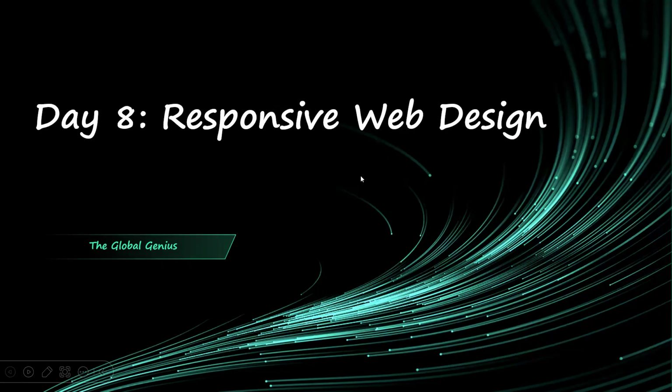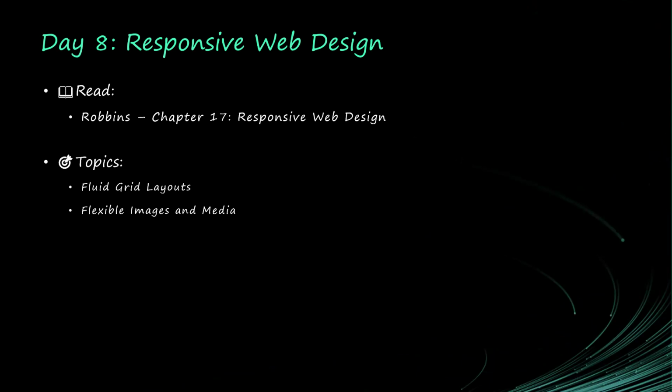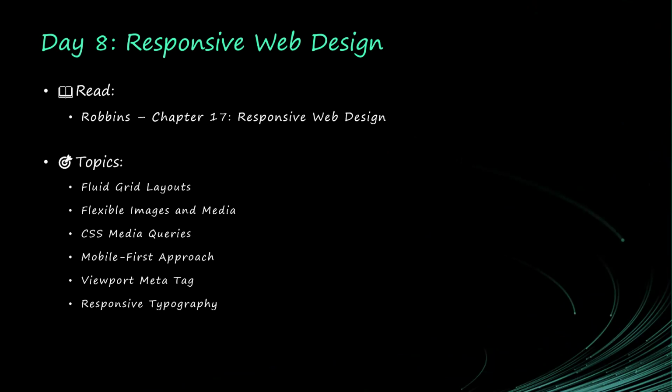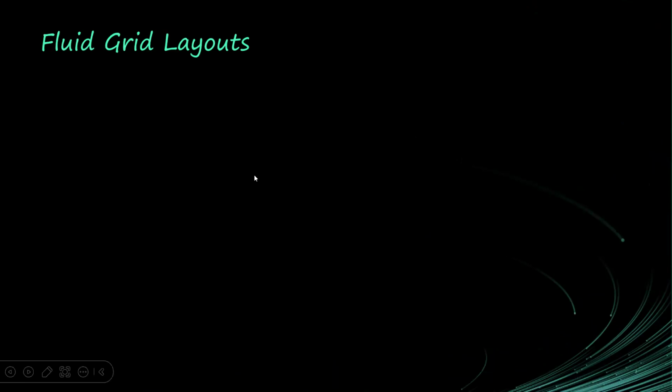All right. So responsive web design. How do you make your website very responsive? That's what we'll be talking about. So you are to read chapter 17 of the Robbins HTML and CSS. We'll be talking about fluid layout, fluid grid layout. We're talking about the flexible images and media. We'll talk about CSS media query, mobile first approach, viewports, meta tag, and responsive typography. And your assignment will be to create a simple mobile first responsive layout, then use the min width and the max width to style text sizes. All right, so let's jump into it.